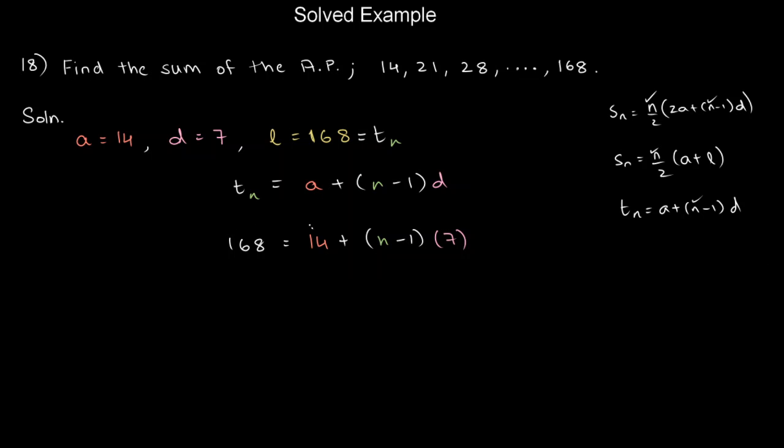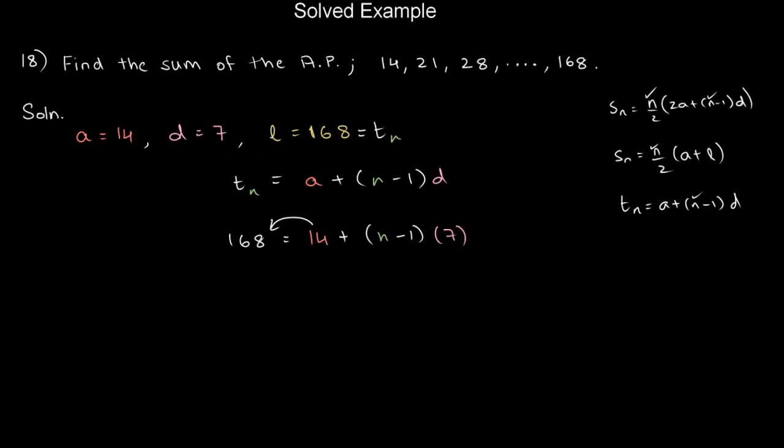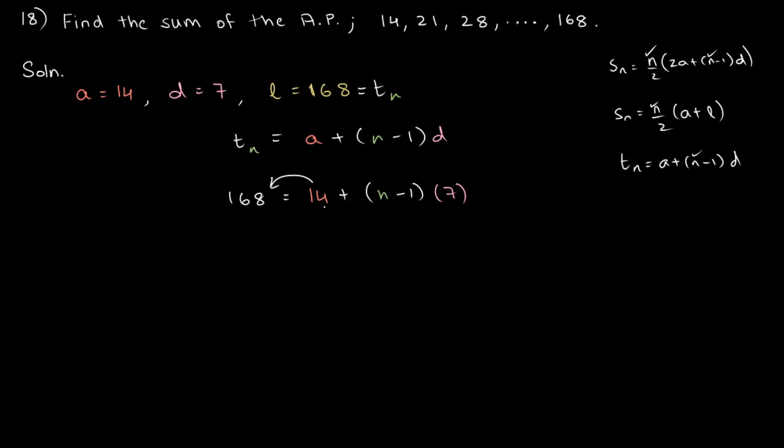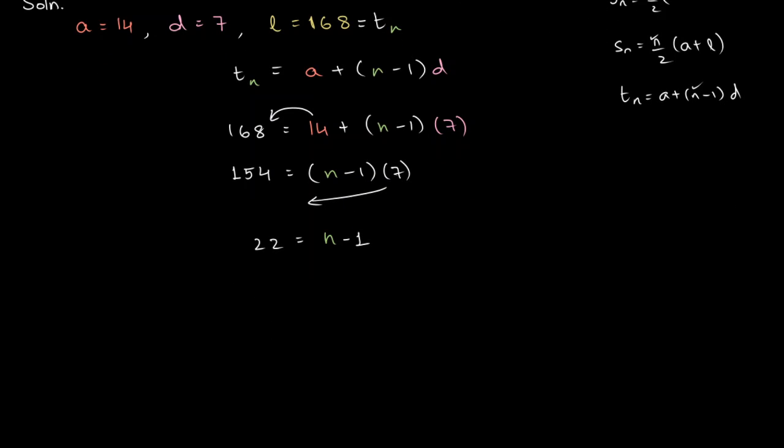So let's rearrange the terms now. 14 taken to the other side becomes minus 14. So 168 minus 14 is 154, which is equal to (n minus 1) into 7. 7 multiplication here taken to the other side is division. 154 upon 7 is 22. So 22 is equal to n minus 1. If I rearrange this equation now, I get the value of n as 23, right?